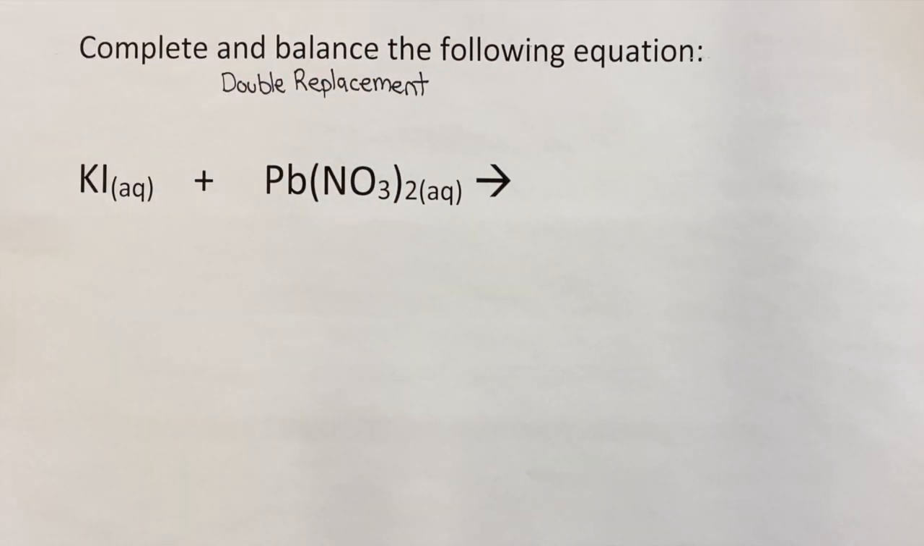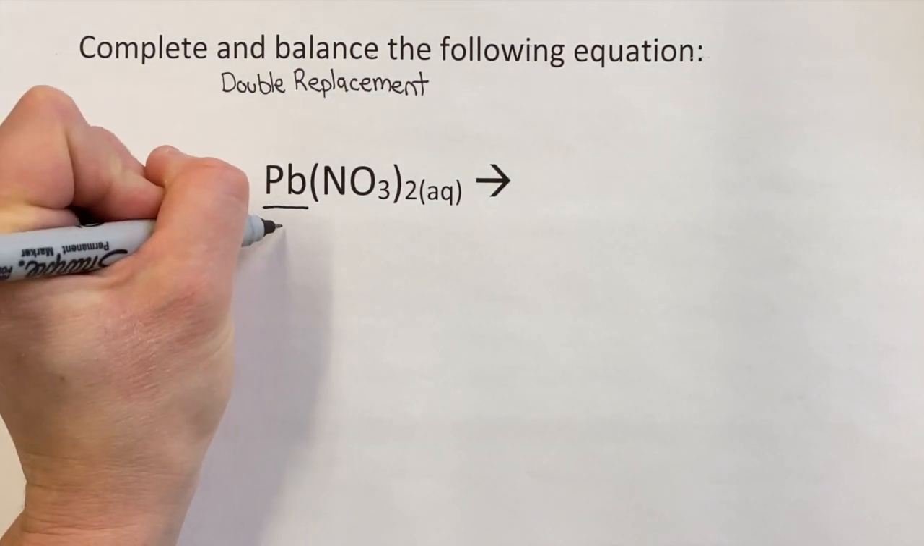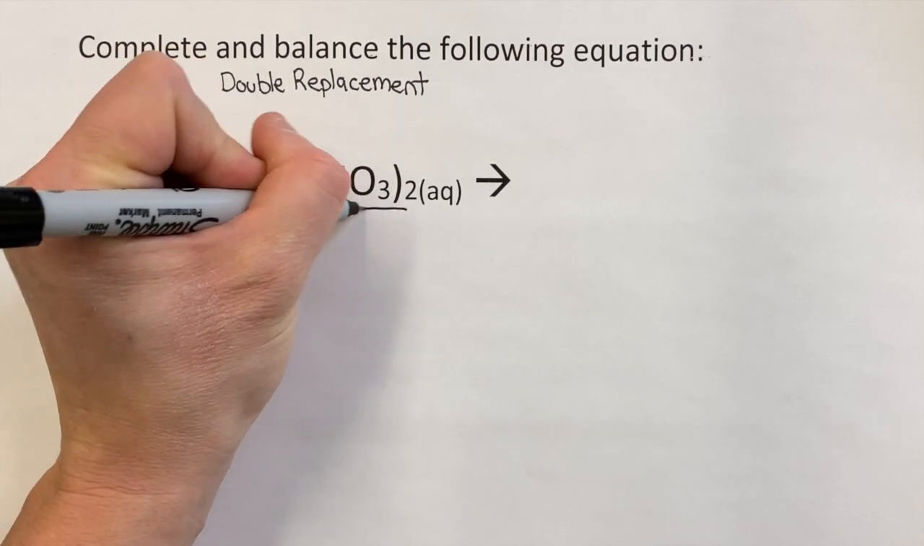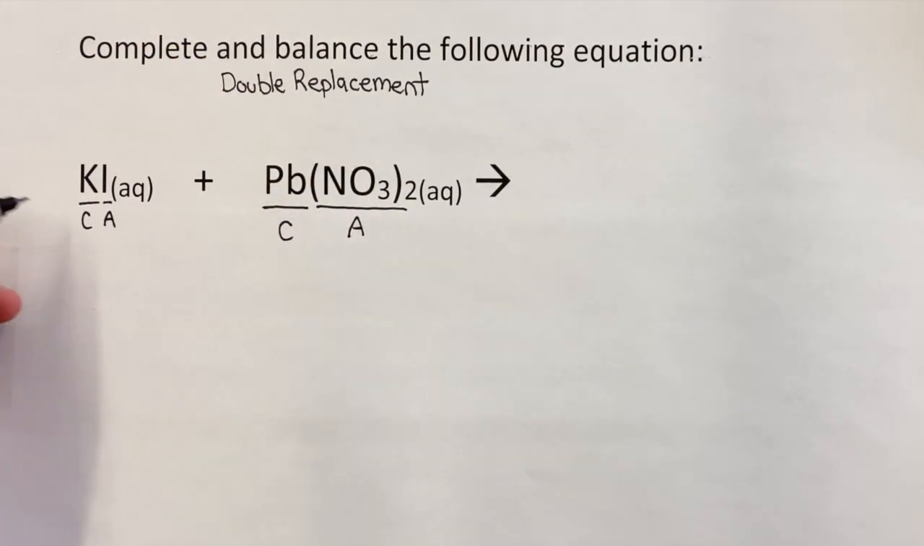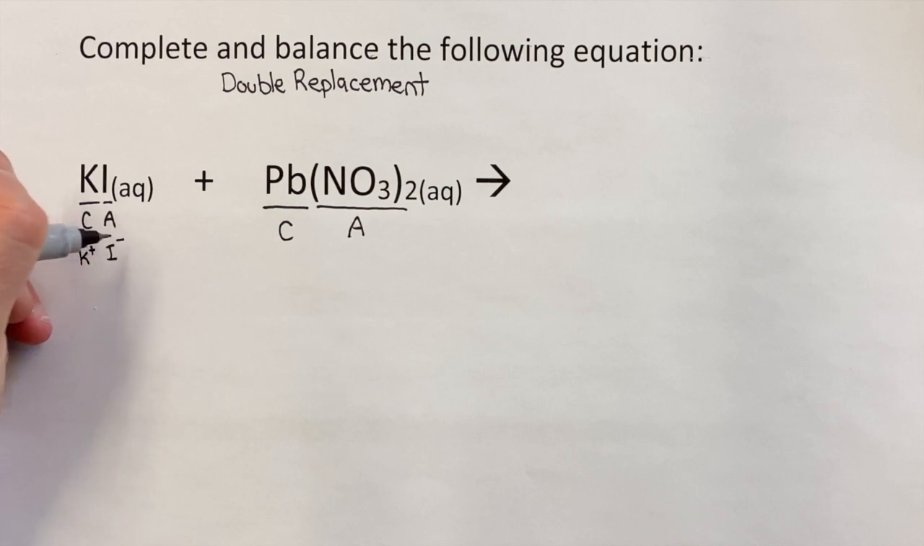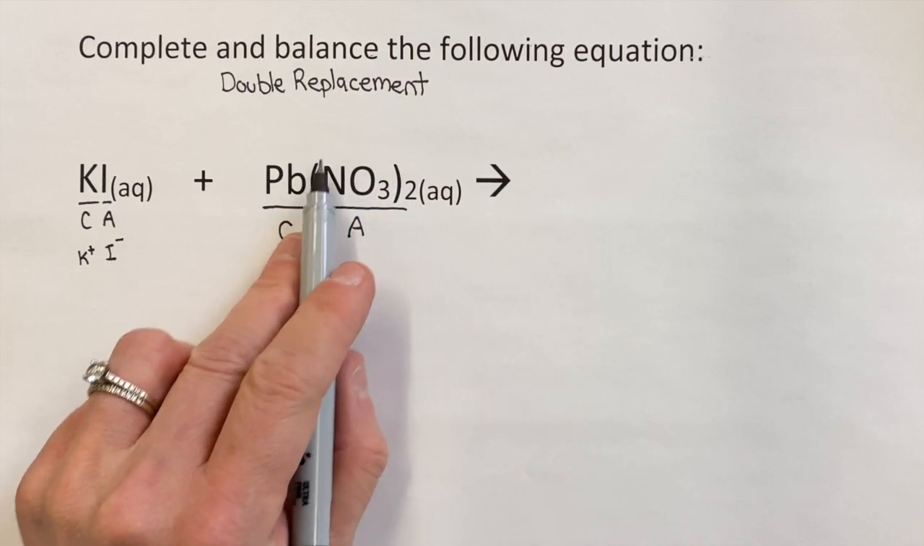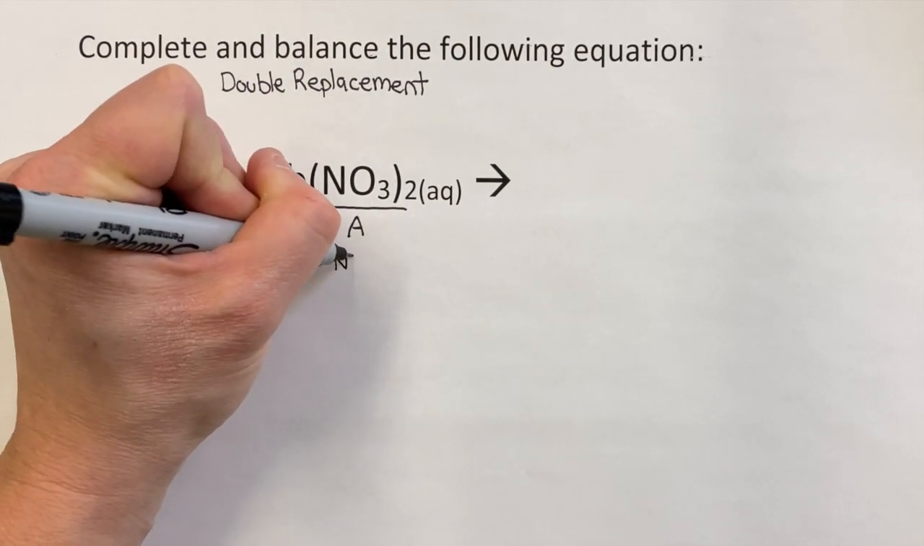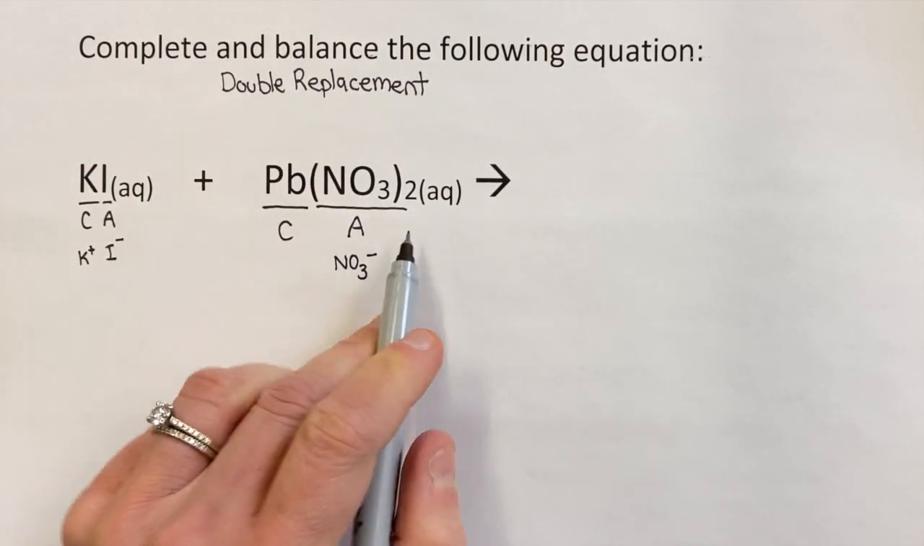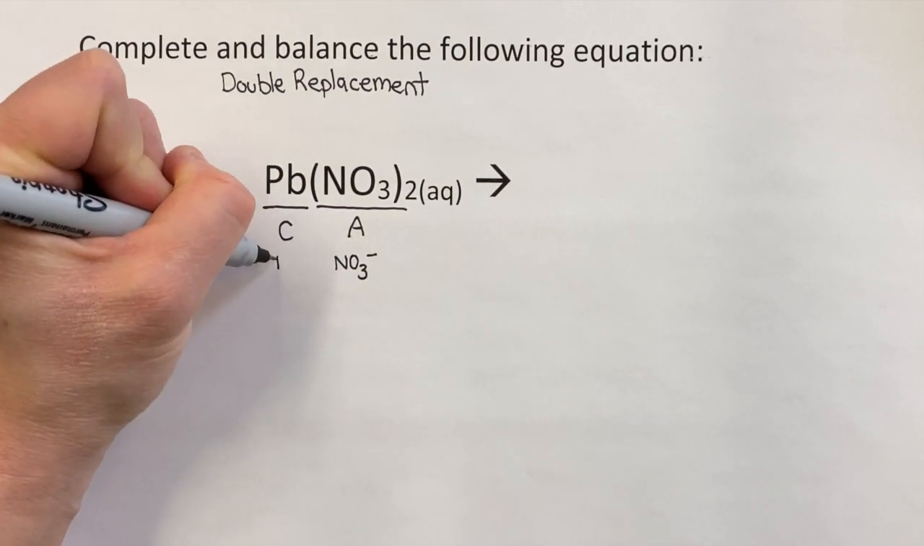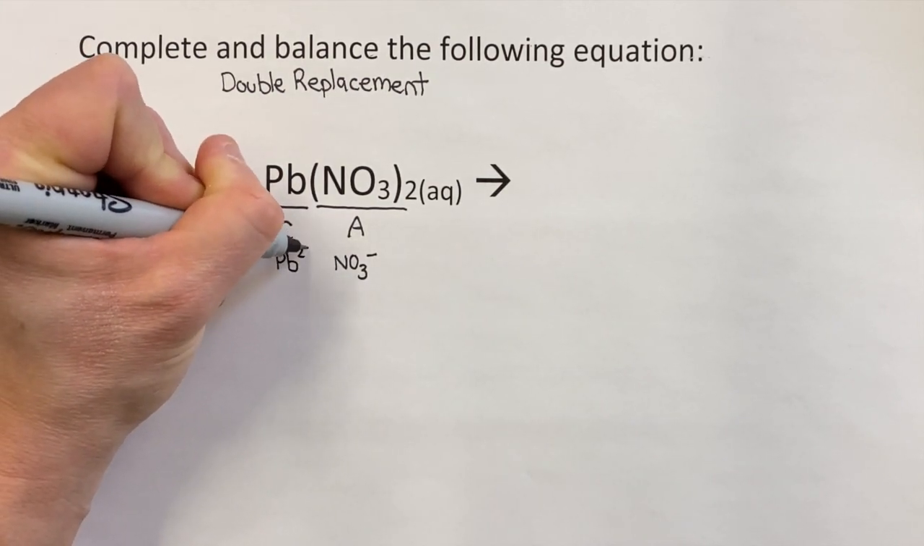So my first thing that I'm going to figure out is what's going to end up with what. When potassium forms an ion, it forms a cation. When iodide forms an ion, it forms an anion. Lead is a cation, and nitrate is an anion. Potassium forms K+, iodide forms I-. Because of nitrate, which is NO3-, having two of them, I know that my lead must be Pb2+.